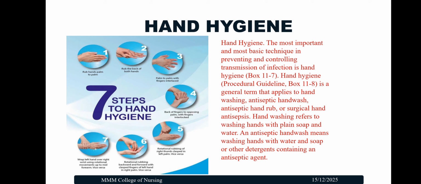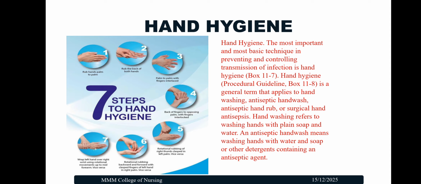And the seventh is to wrap the left hand over the right wrist using rotational movements up to the mid forearm, and vice versa. These are all the 7 steps of hand hygiene. These are all the preventive measures of hand hygiene.